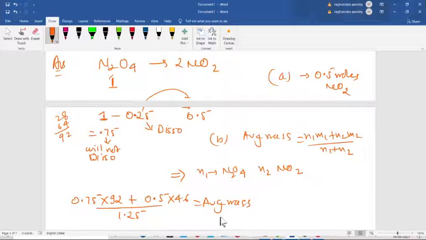Okay, now you can calculate it, and this will give you... So what is the answer? Anybody? 73.6 gram. Okay, this one. So this is the answer. This is how we calculate the average mass of the mixture. If it is a mixture, then we calculate its average mass like that.